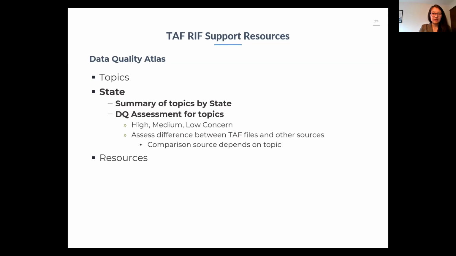The state page has a summary of the same information by state year release. So you might be looking at that topic view if you're looking at national information, but if you have more of a specific state perspective, you could look at the state summaries. And again, this is presenting the DQ assessments with those high, medium, low concern ratings. They assess differences between the TAF and some other sources. This rating system is used universally across the whole atlas.